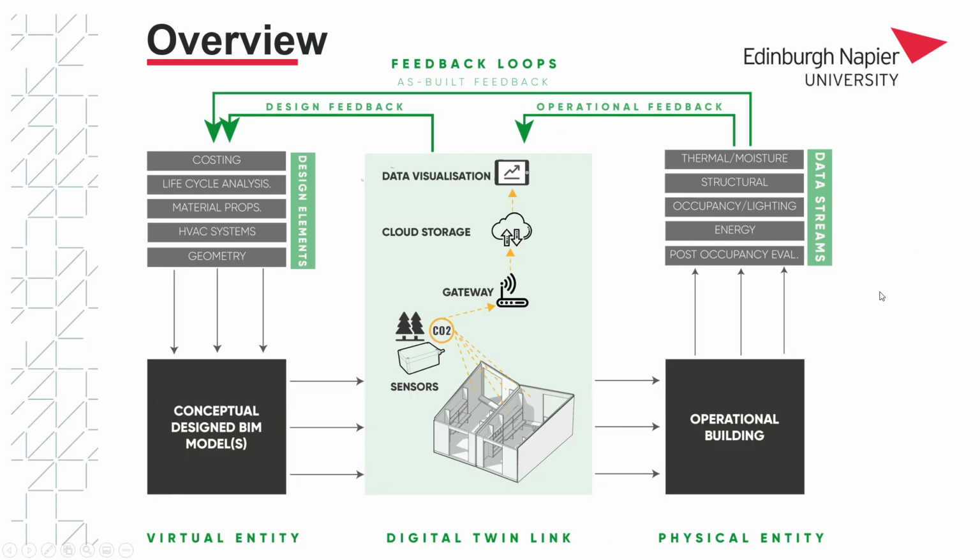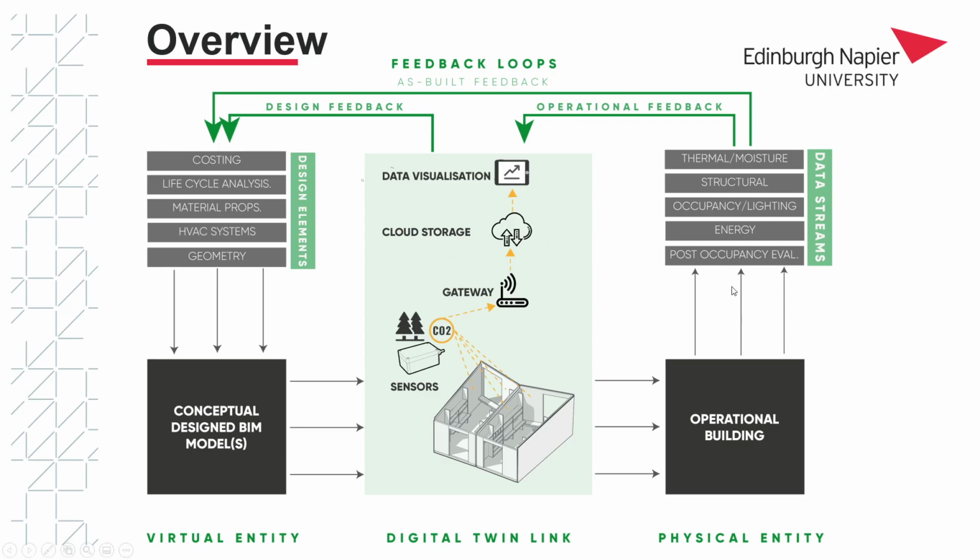Now, the infographic you can see before you is similar to the one from a few pages ago. However, it has a bit more of the working details, and this represents what was actually installed at Fettes College. On the left hand side we have the virtual entity, and this also includes the costing, life cycle analysis, material properties behind the 3D model. These were all generated through the Transforming Timber project, and also through all of the design work that went into the new study pods at Fettes College.